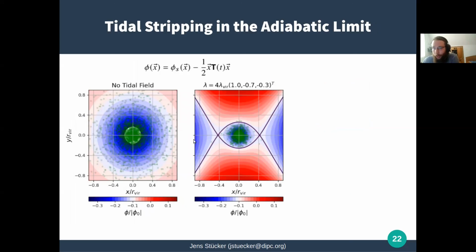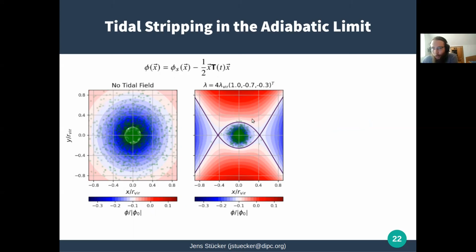Then the final aspect I wanted to talk about is that one can also use this perspective to learn more about tidal stripping. And here I put a very simple thought experiment. So we just start with an NFW halo, and then we very slowly add a tidal field to it, and then we create this final state.